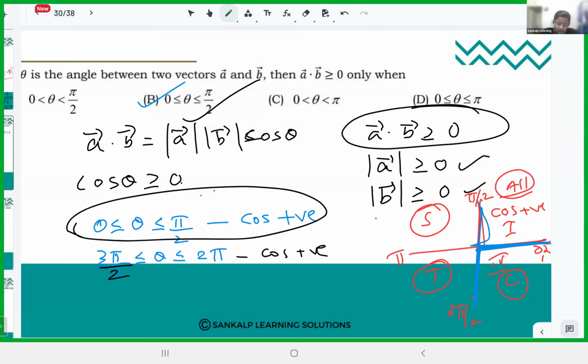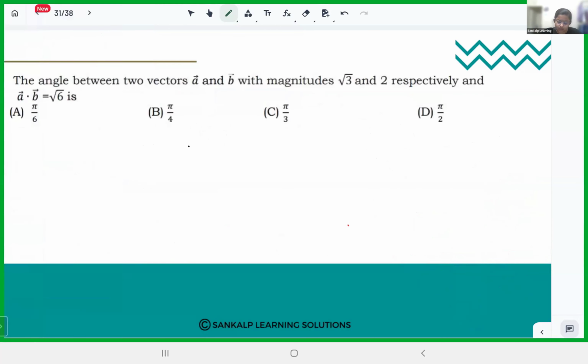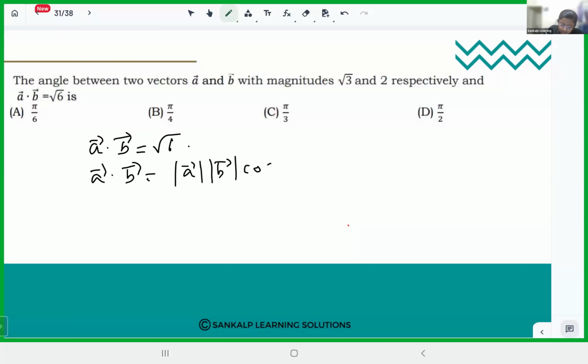Now moving on to our next question. The angle between two vectors, vector A and vector B, with magnitudes root 3 and root 2 respectively, and A dot B equal to root 6 is. So vector A dot vector B equals root 6. Alright, so what is vector A dot B? We know according to the definition it is magnitude of vector A into magnitude of vector B into cos theta. Isn't it? This is our definition. And here which values are given? They have given the magnitude of vector A, it is root 3. They have given the magnitude of vector B, it is root 2.